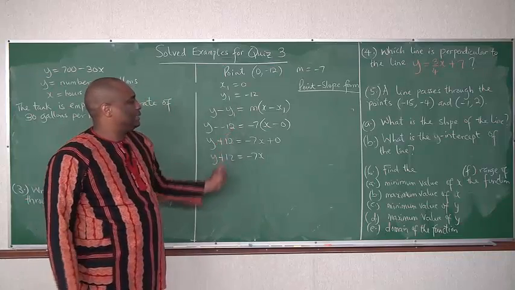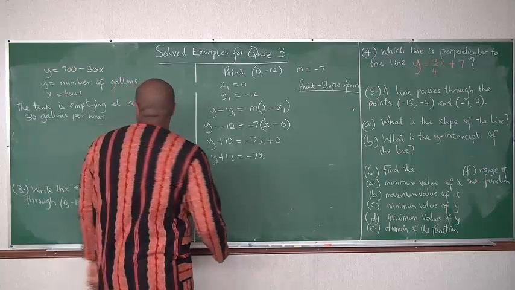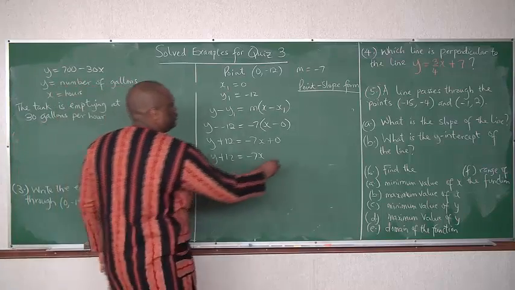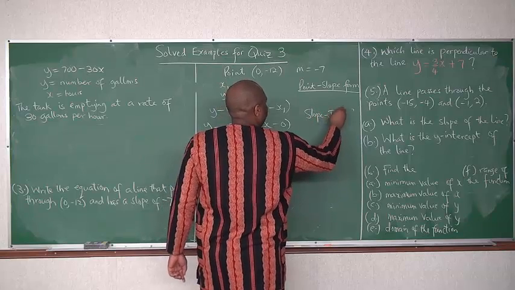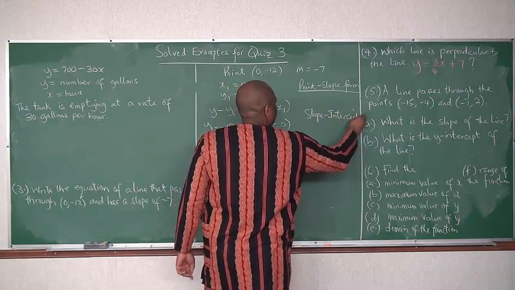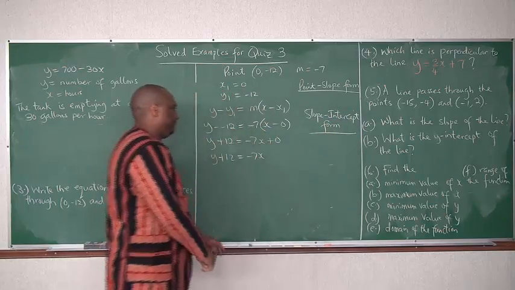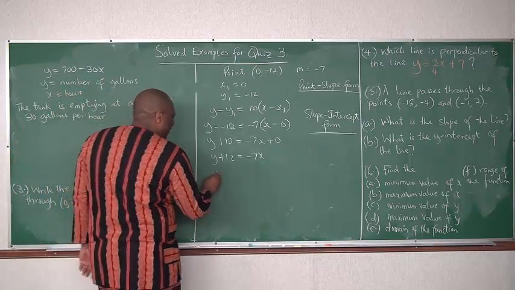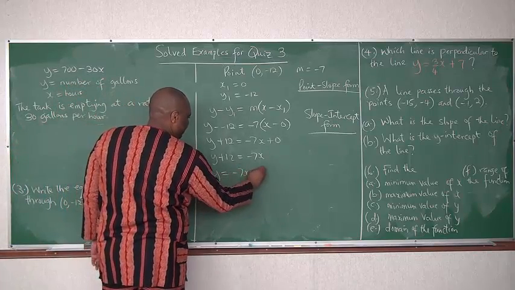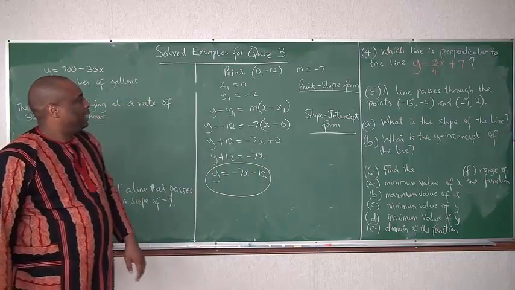And then sometimes they will require you to put it in slope-intercept form. That slope-intercept form is y equal to mx plus b. So this is y equal to negative 7x minus 12. This is your answer.